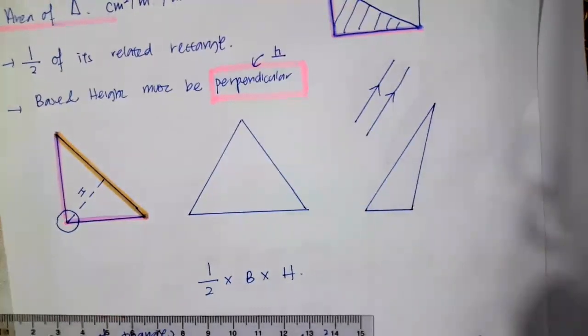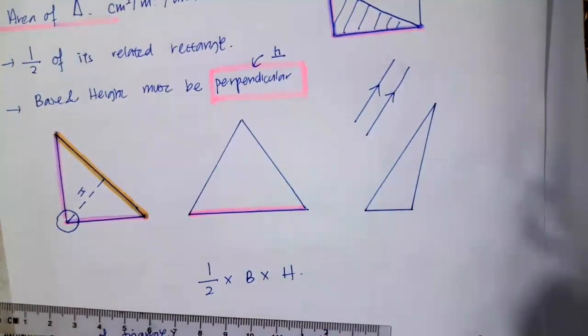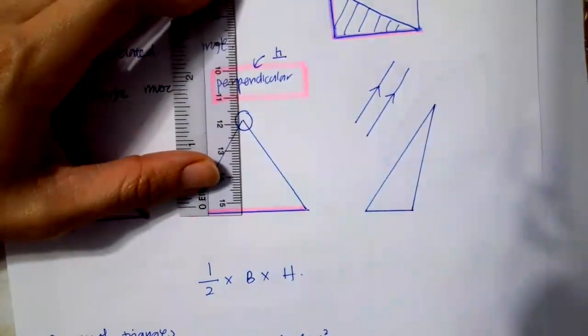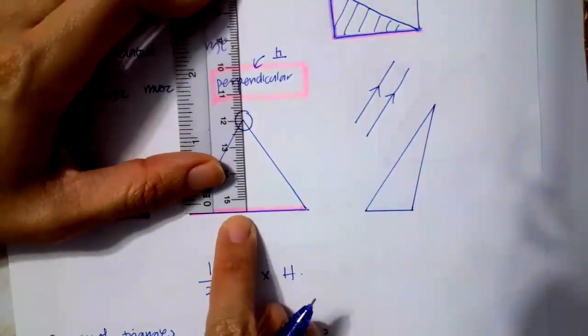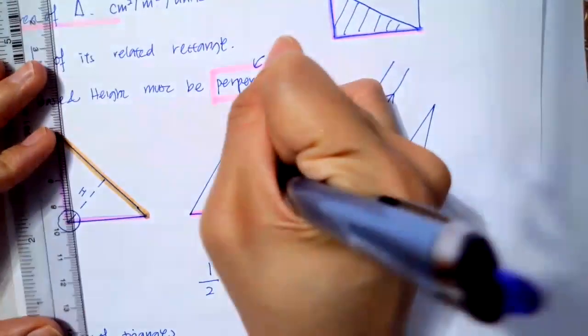All right, I'm just going to use this one. This is an acute angled triangle. If this is my base, my highest point is here. Then I'll slide along the base until I hit the highest point. It is a right angle here. I will draw down this line. This would be my height.